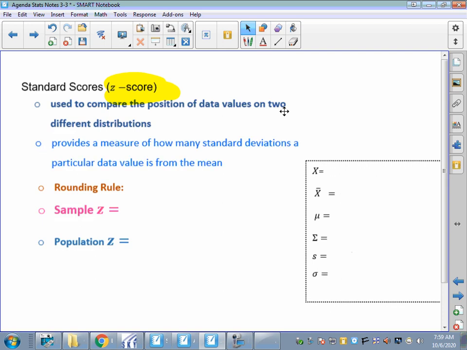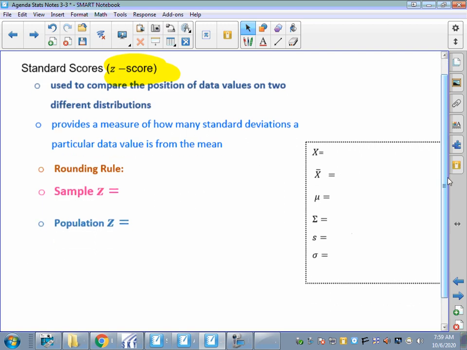This provides a measure of how many standard deviations a data value is from the mean. So if we're talking about test scores, maybe you're 1 standard deviation above the mean. Maybe you're 0.8 standard deviations below the mean. So it gives us a relative position. If we know what X bar is, we can use our z-score to tell us what does that mean? How far away is it?